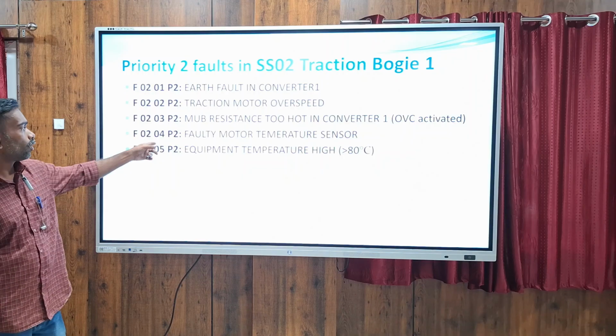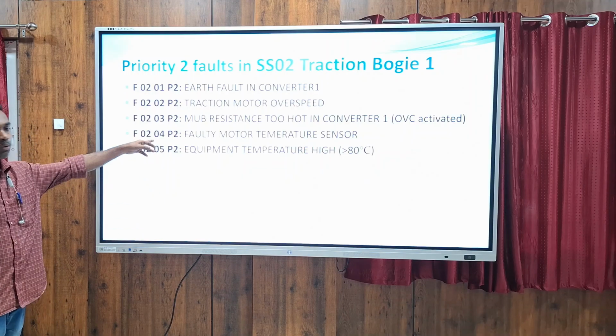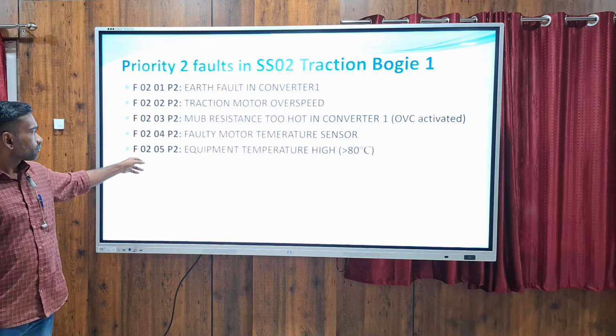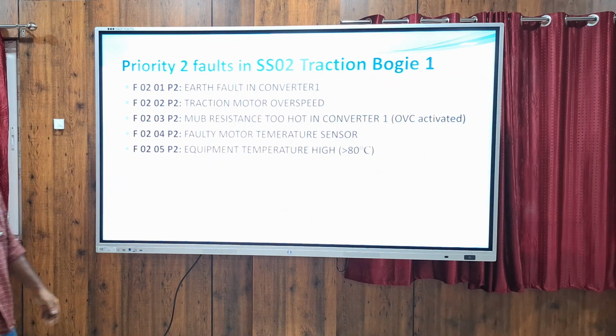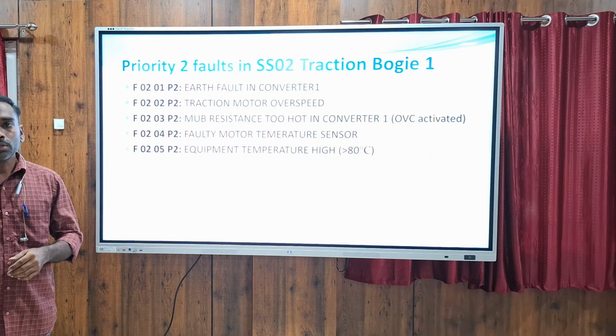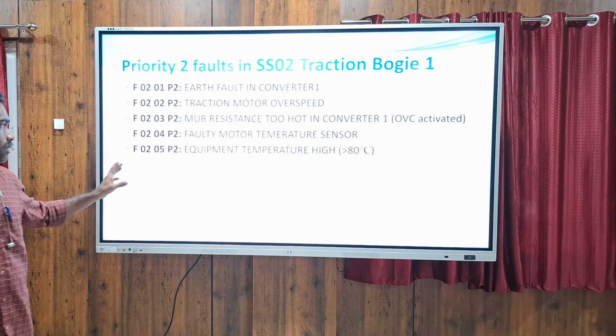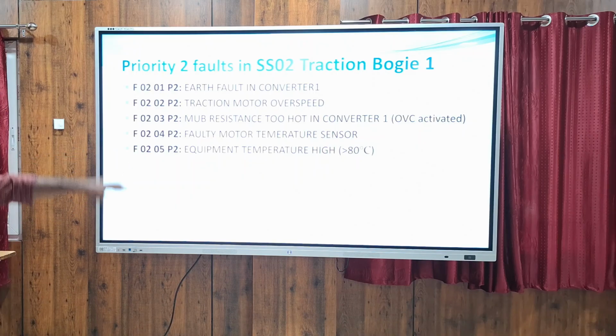Similarly, faulty motor temperature sensor. This is already told, no? TM temperature sensor. Then equipment temperature: both have power components like IGBT and all, which are mounted on a heat sink, and that heat sink temperature is monitored by the SR control system. So if SR finds that temperature is more than 80 degrees, then this fault will come.